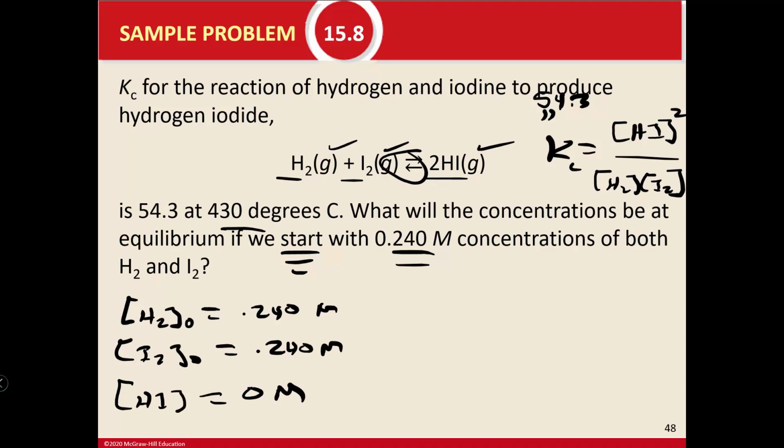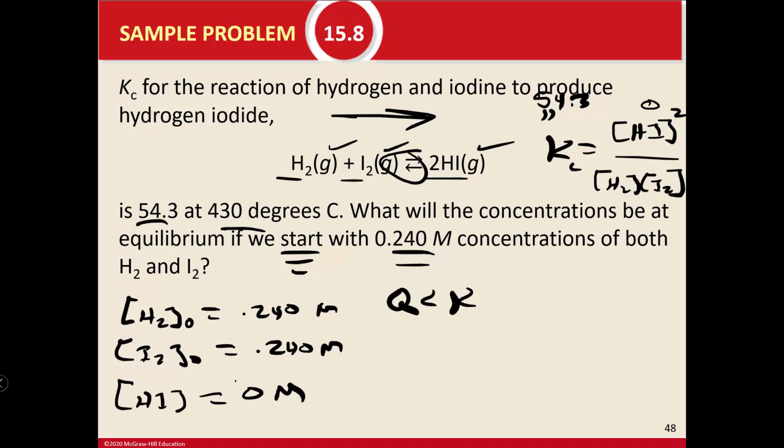Okay, so what does that tell me? Well, that tells me that Q, I always do a Q, even though it's simple like this. I say Q is less than K, because Q is going to be equal to 0. If you plug it into this expression, this would be 0, and these would be 0.24, so Q would be 0. Q is going to be less than 54.3, so I know the reaction's going in the forward direction. I think it's important to go through that step, because you're going to have ones that don't go in the forward direction. If you just get in this habit of, here's how I'm evaluating it, you won't make mistakes. All right, so we know the reaction is going to go in the forward direction.